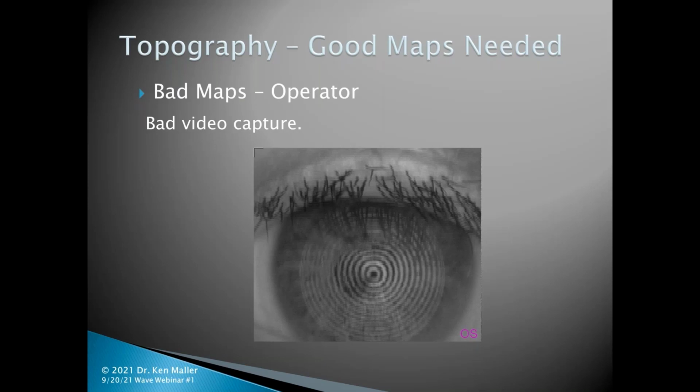This one's total operator error. What happened on this one is that the operator jiggled the topographer. This was probably done on a handheld Scout, and as it was capturing, it looks like the topographer was moved from left to right a little bit, and that's what's giving this smeared look to the rings as they're moving from left to right.